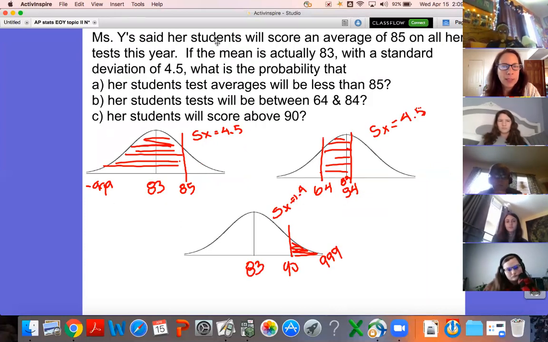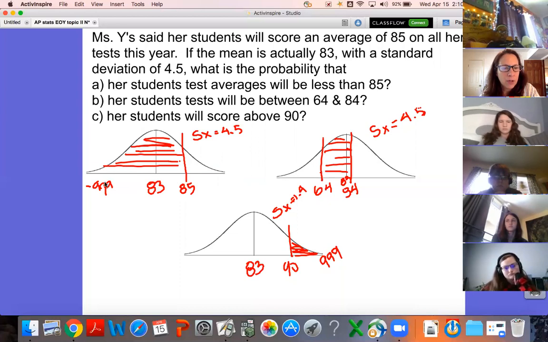Okay, so Ms. Y says that her students will score an average of 85 on all of my tests this year. So if the mean is actually 83 with this standard deviation, what is the probability that her students' test averages will be less than 85?